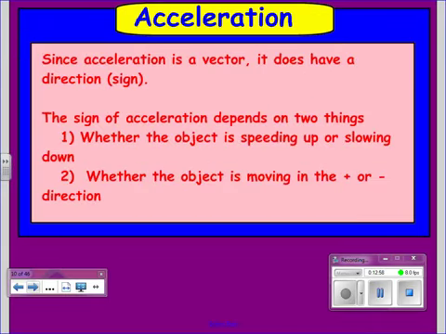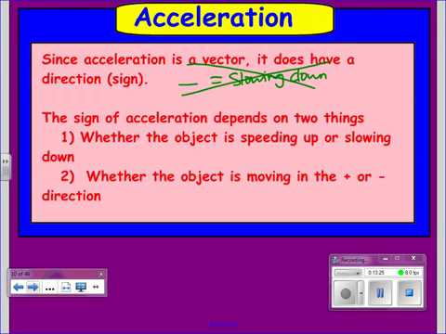All right, that leads us into acceleration, which will end this video. Acceleration, remember, is a vector quantity, so it does have a direction, meaning it has a sign. Now, there is one common misconception students make about acceleration. A lot of students think that if you have a negative acceleration, then that must mean you're slowing down. This is false. This is not necessarily true.